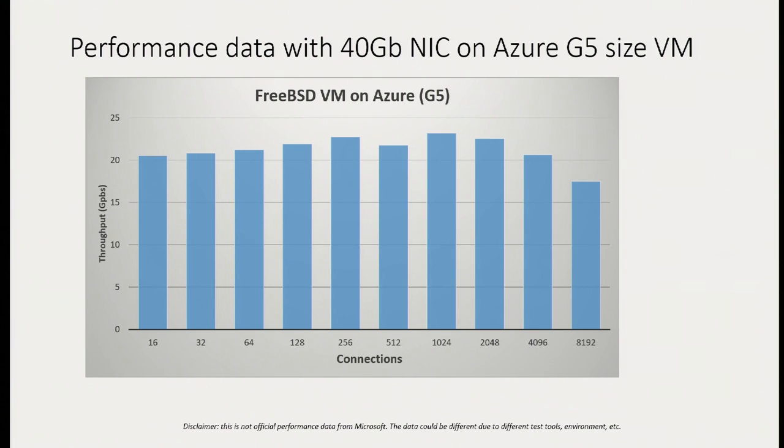And this is the performance data with a 40 GB NIC in the Azure G5 size VM environment. You can see this is the connections and this is the throughput. And actually we can see we have reached about 23 Gbps with the TCP connections. And I think the scalability is reasonably good. And of course, we also found some issues when the number of TCP connections is really a lot. And that's on our to-do list to investigate further.